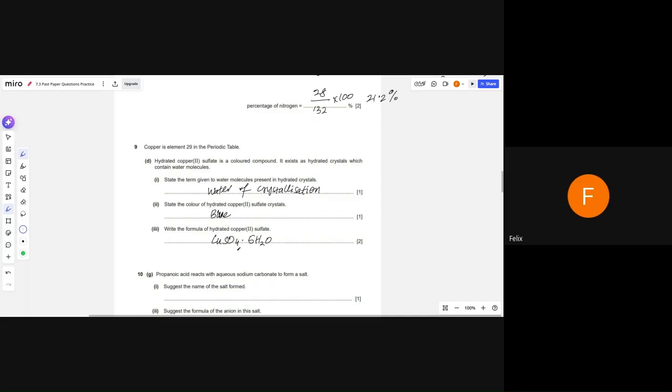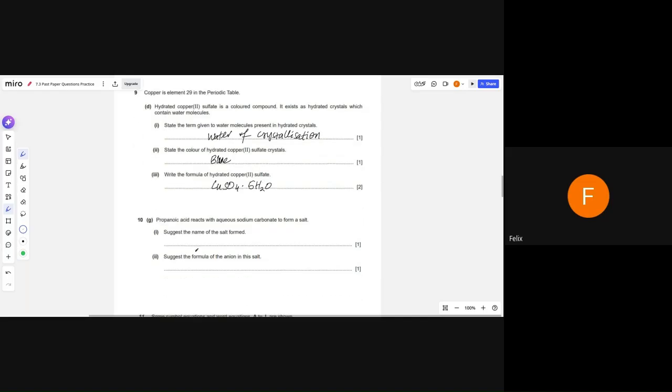These salts are included in your syllabus. One of them is copper, and the other salt is related to cobalt, I believe. Propanoic acid reacts with aqueous sodium carbonate to form a salt. Suggest the name of the salt formed. I have answered this question in my previous lectures as well.